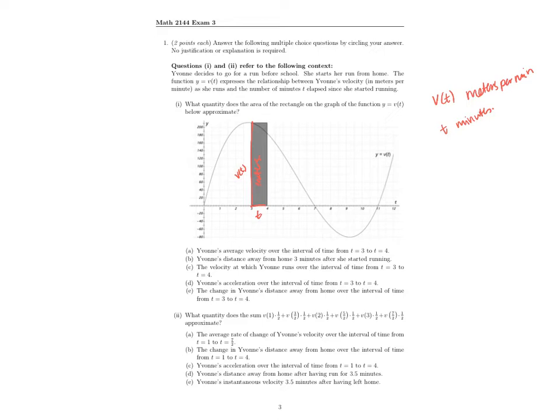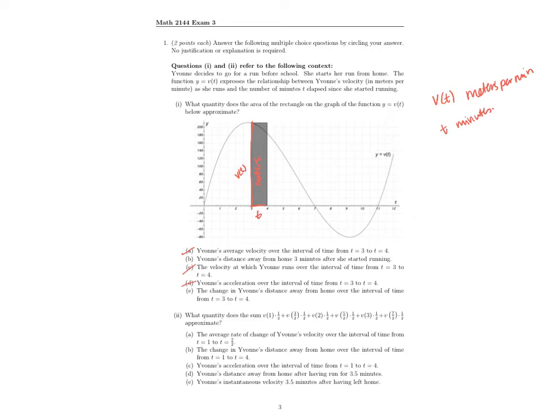So that will kind of help us to narrow down what we have. So it's not an average velocity. This one is a distance away from home, so that's an amount of meters. So that's a possibility. It's not about velocity. It's not about acceleration. So it's either B or E now.